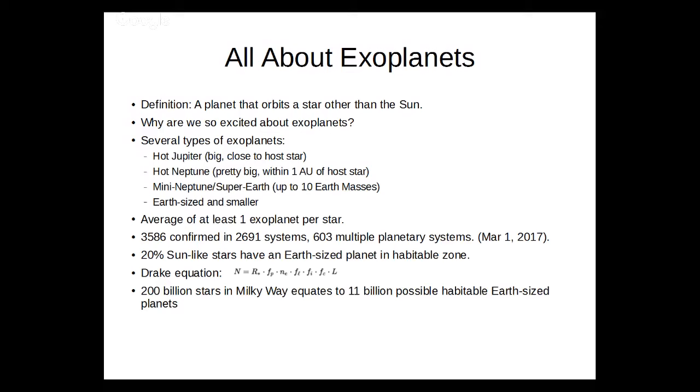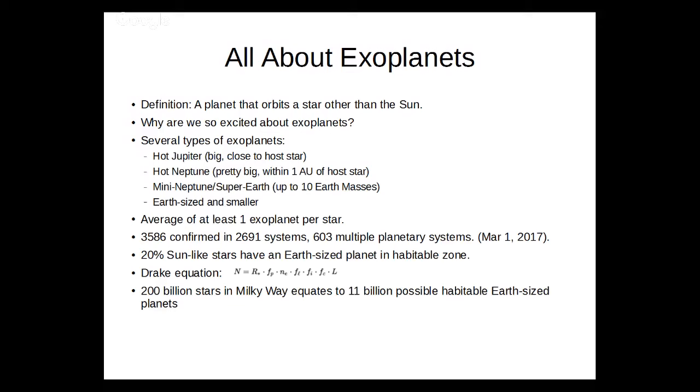So in our own galaxy, the Milky Way galaxy, we have pretty much figured out that there's about 200 billion stars. That's a lot of stars. And that equates, if you use some of the numbers that we used previously, to probably 11 billion habitable Earth-sized planets. So that would be planets the size of Earth or close to it, orbiting around a star that is just like our star at a distance where water could be on the surface. So 11 billion possibilities just in our own galaxy.